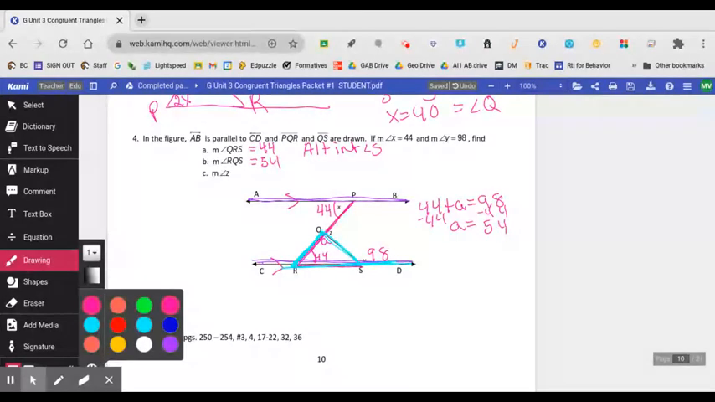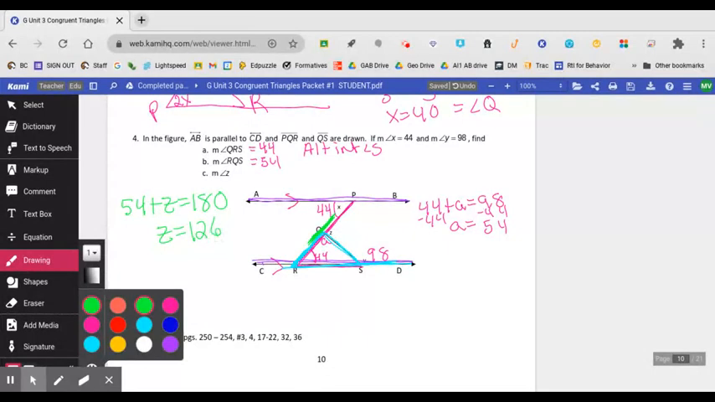So now I want you to pause and think about how to find Z and try to find Z. So to find Z, what I'm looking at is right here, this is a straight line. Straight lines are supplementary or add to be 180. So A is 54, so that means 54 plus Z equals 180. So I'm going to solve that. I get 126 for Z.